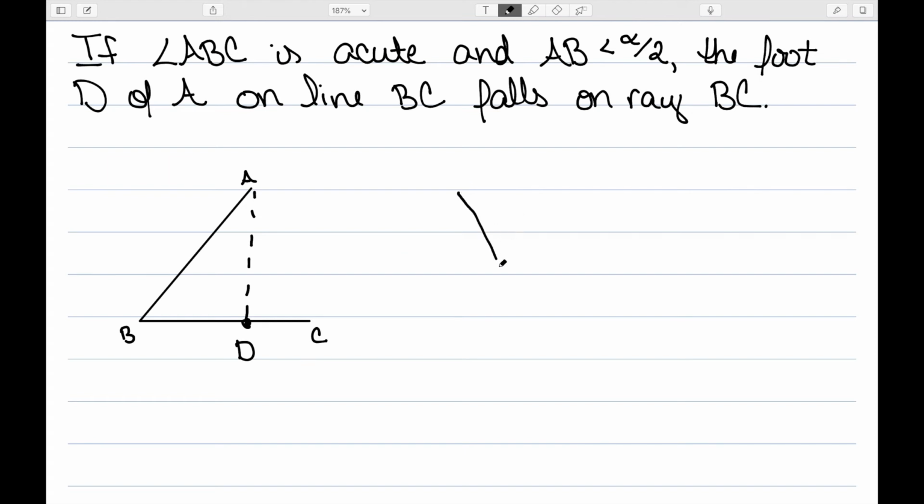The opposite of this would be if we start with an obtuse angle here. We'll have this be ABC. When I try to draw the foot, I can see it's actually on the opposite ray for B, BC prime. So it's essentially saying that acute angles look the way we expect them to, and obtuse angles look the way we expect them to.